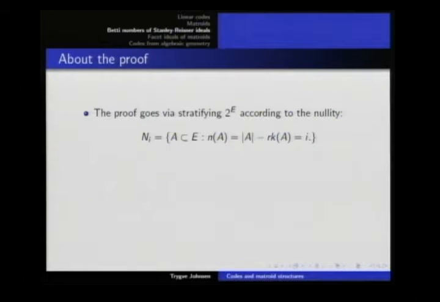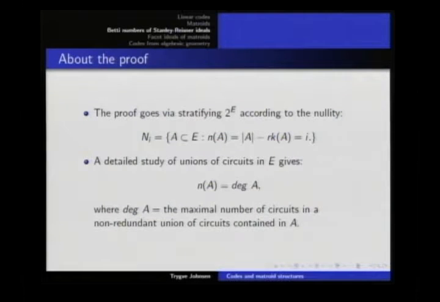The proof goes via stratifying 2 to the E. I won't present the whole proof, I'll just say something about some ingredients in the proof. You stratify the set of subsets of E according to the nullity, which is the cardinality minus the rank. And it turns out that the nullity is more or less the number of circuits that you can put into something. Roughly speaking, a circuit is something dependent, so this is a number of dependencies, which is intuitively what this here says, a number of dependencies, and the number of independent dependencies, so to speak.